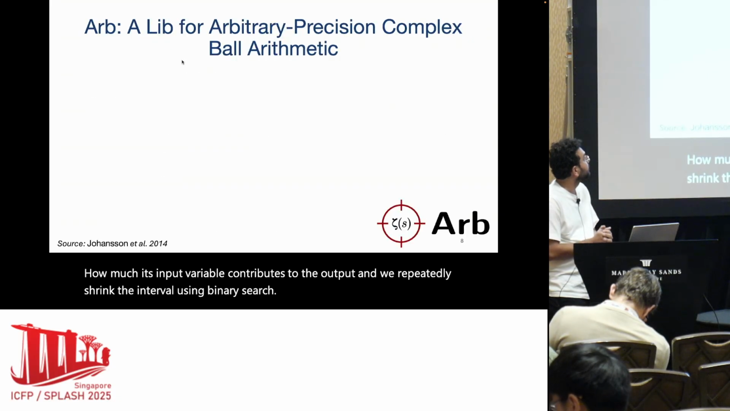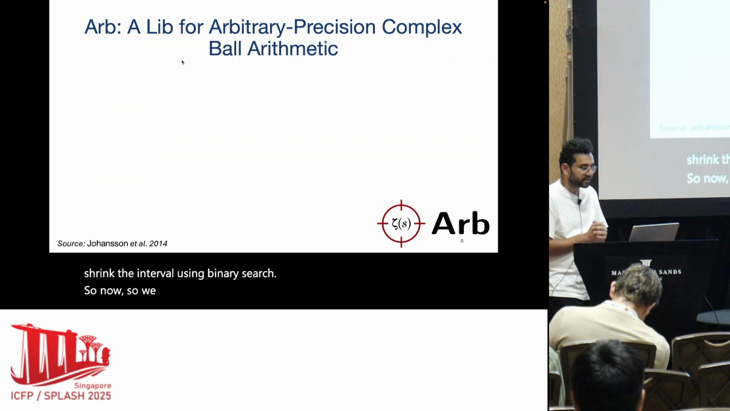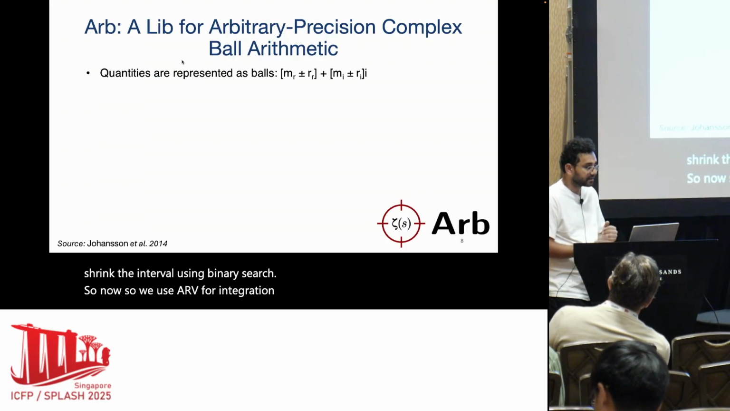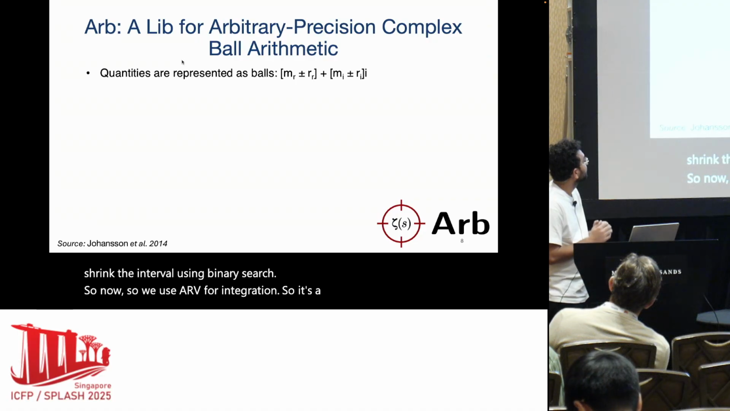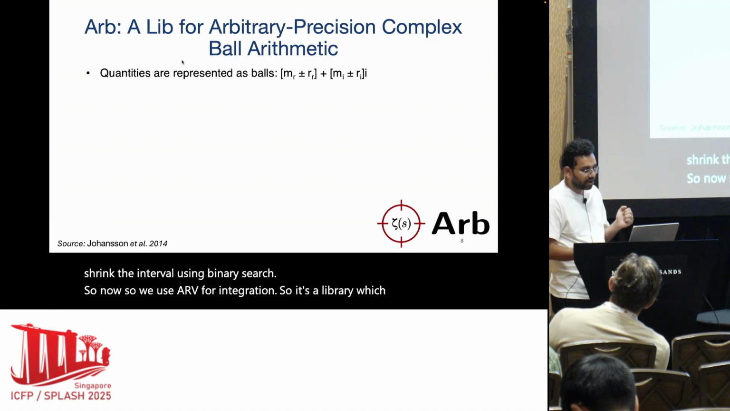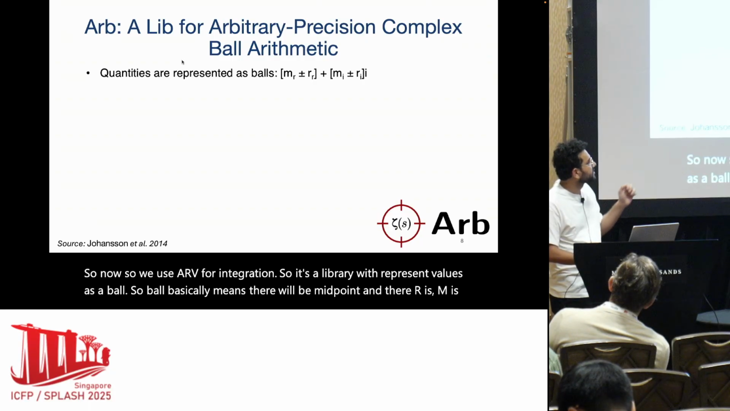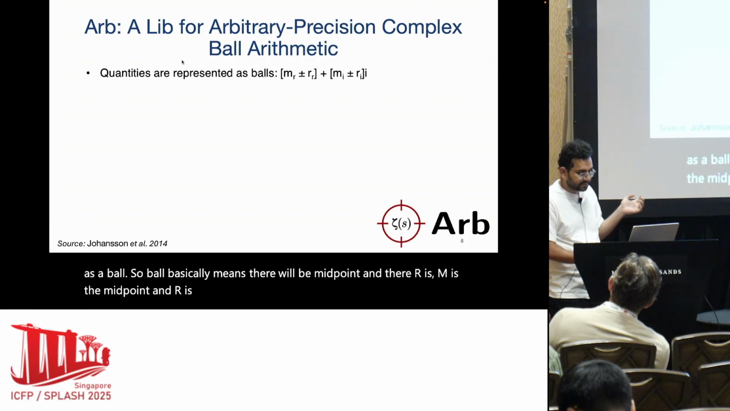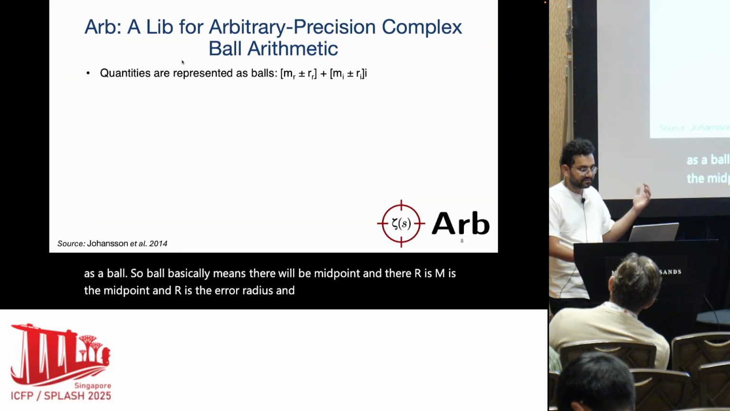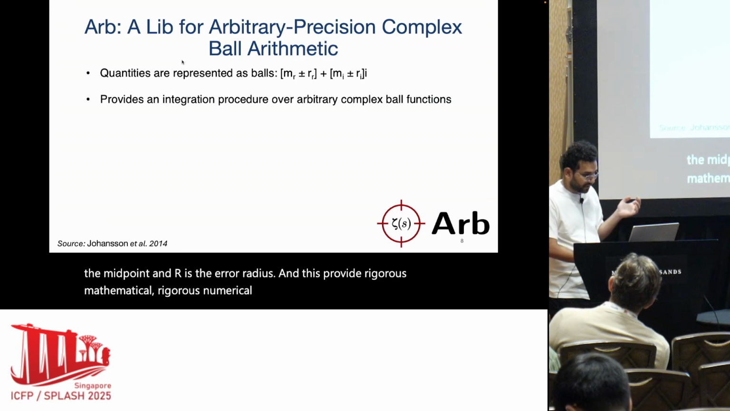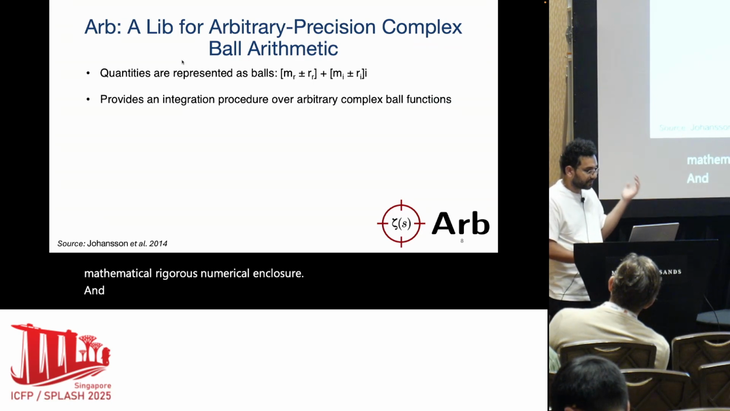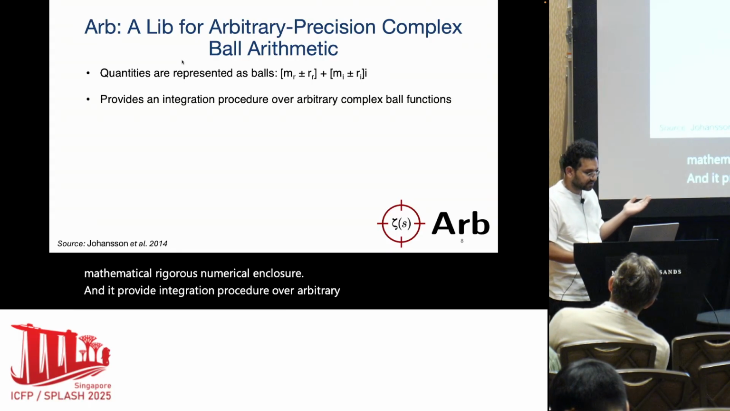So now, we use ARB for integration. It's a library which represents values as a ball. A ball means there is a midpoint, M, and R is the error radius, and this provides rigorous numerical enclosure, and it provides an integration procedure over arbitrary complex ball functions.